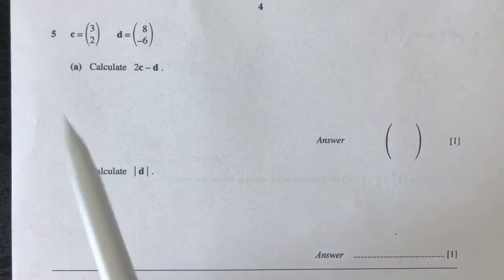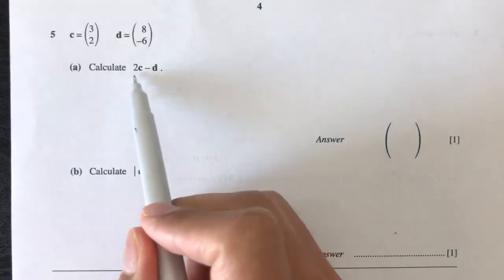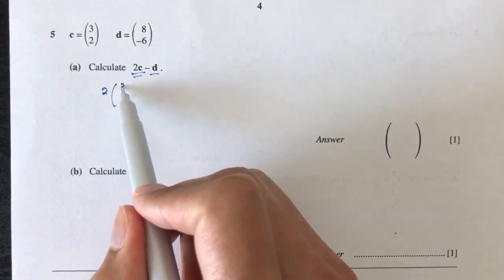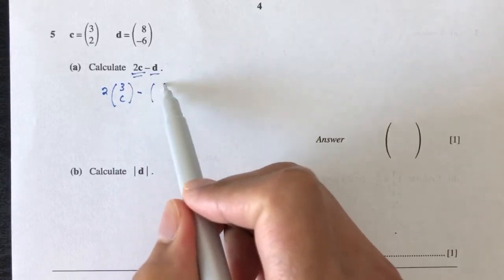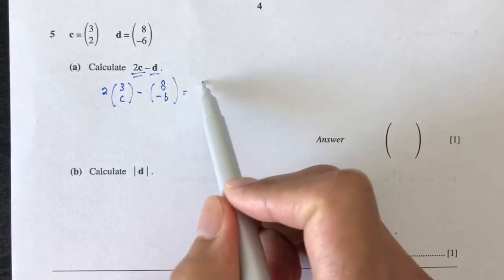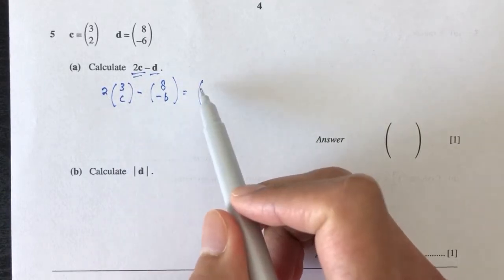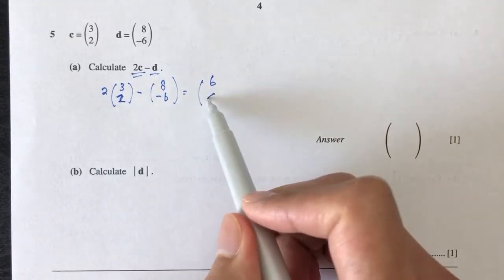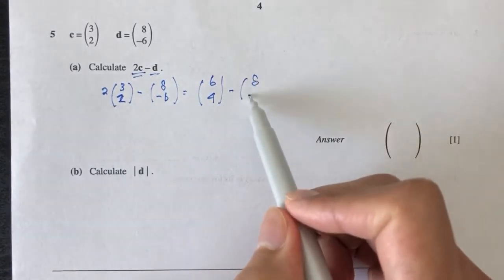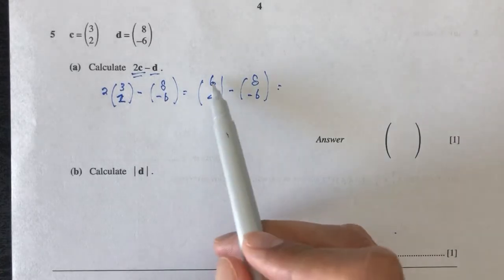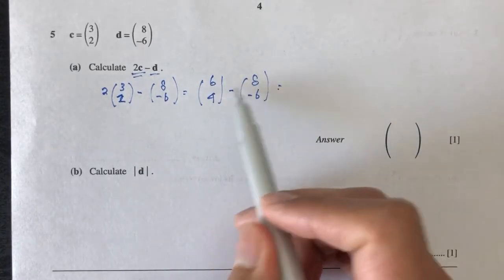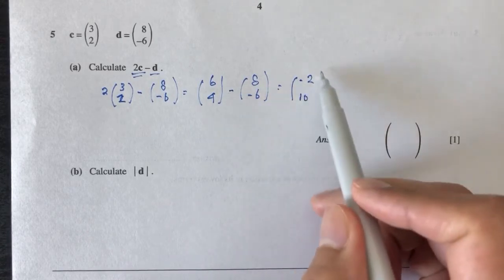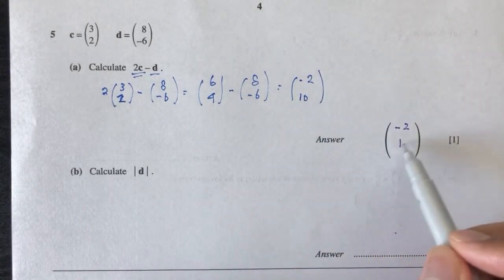We have two vectors, C and D. Part A, let's do 2C minus D. So 2 times C, so 2C is this vector, minus D will be 8, minus 6. So 2 times 3 will be 6, 2 times 2 will be 4, minus 8, minus 6. So now one by one, 6 minus 8 will be minus 2, 4 minus 6 will be 10. So your answer for part A will be minus 2, 10.